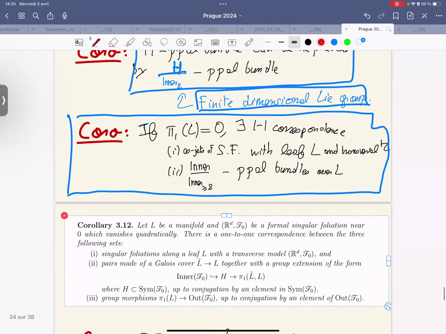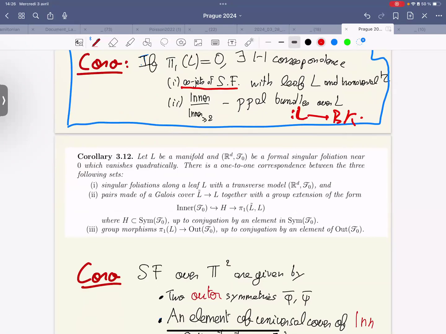So, two corollaries. First corollary, if you have a simply connected leaf, very surprisingly, infinite jets of singular foliation with this leaf on a given transversal are the same thing as some finite dimensional principal bundle. And that's not very big. I mean, for finite dimensional principal bundles, the classification is not that complicated. You have to look at the compact part, call it K, and you classify maps from L to BK. I'm not saying it's easy, but it's known. And extremely surprisingly, although singular foliation seems to be completely infinite dimensional, well, they are not. We get back to a somehow finite dimensional problem.